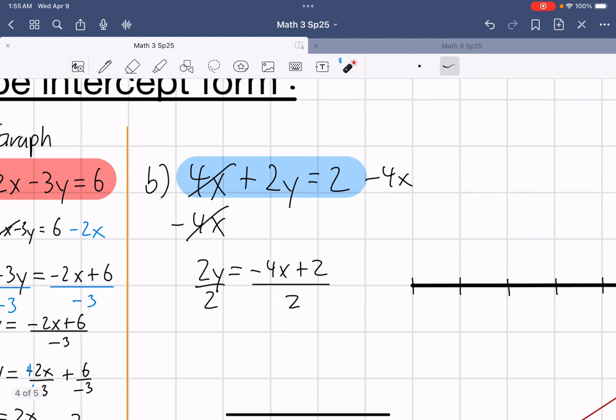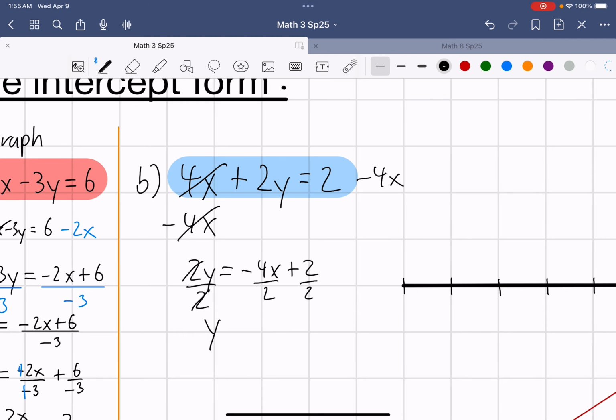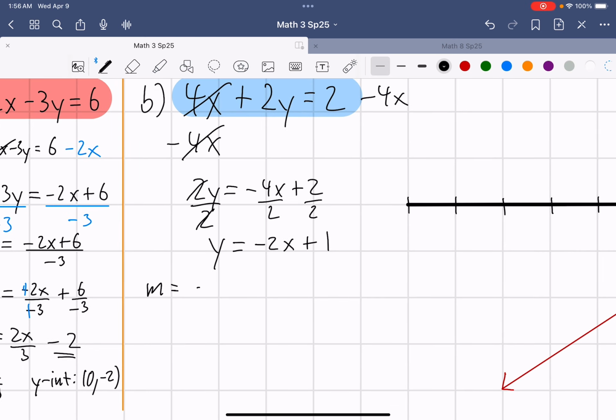If you want to skip a step here, if you know this is eventually going to just be divided by 2, you can, if you can recognize that. If not, just take it step by step. Negative 4 divided by 2 is negative 2x, and 2 divided by 2 is positive 1. So my slope here is negative 2. But remember, slope is rise over run. So I can actually write this negative 2 over 1, and then I have a run that I can do. My y-intercept is going to be 0, comma, and the constant we have is 1.